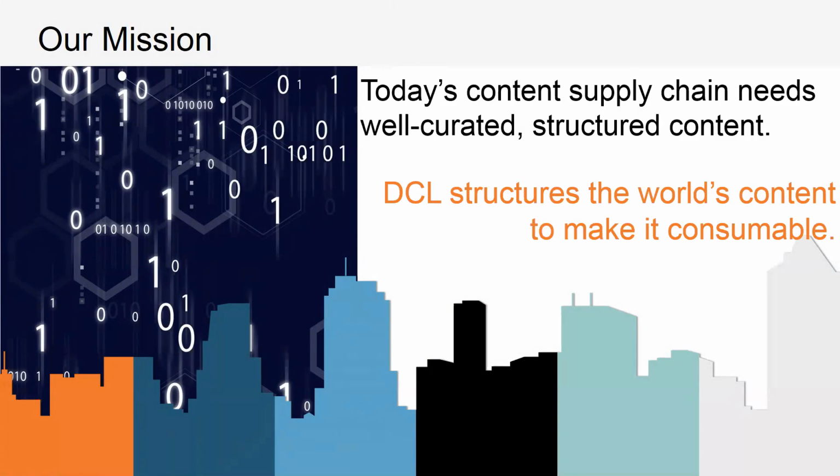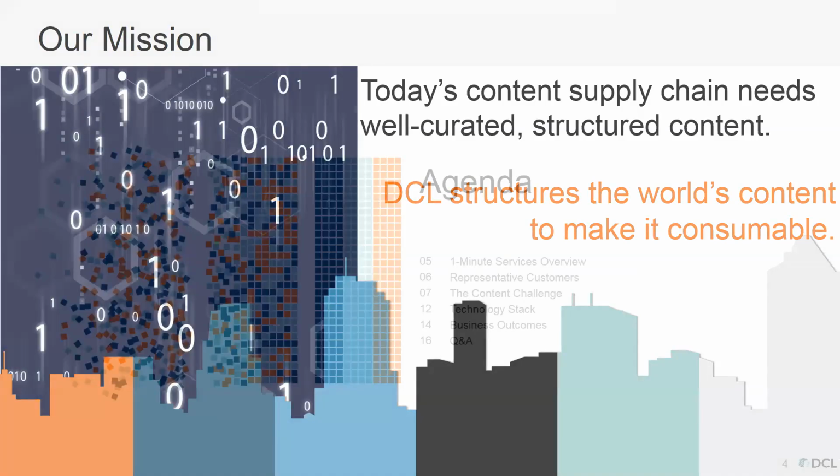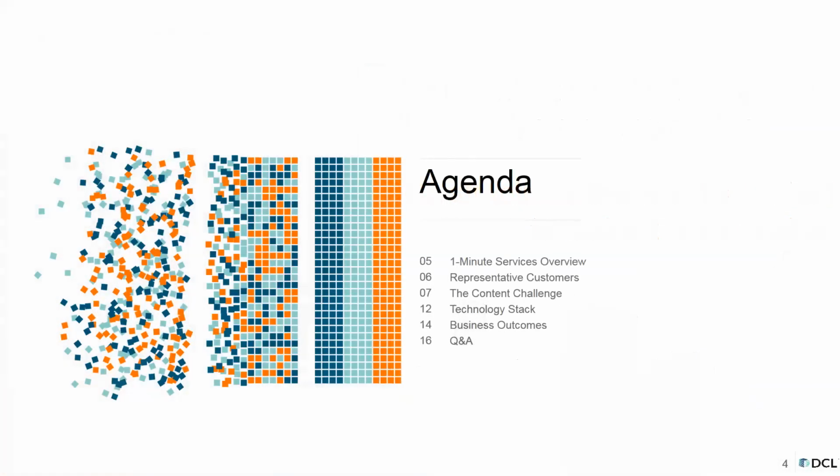And this really fits into our mission, which is to structure the world's content and make it consumable by the latest technology, whatever that is. Today, a lot of it is AI and being able to deal with large amounts of data. So I'm going to be talking today about a live project where we're taking unstructured image content and transforming it into structured content, untouched by human hands, at a rate of 2 million pages per month.